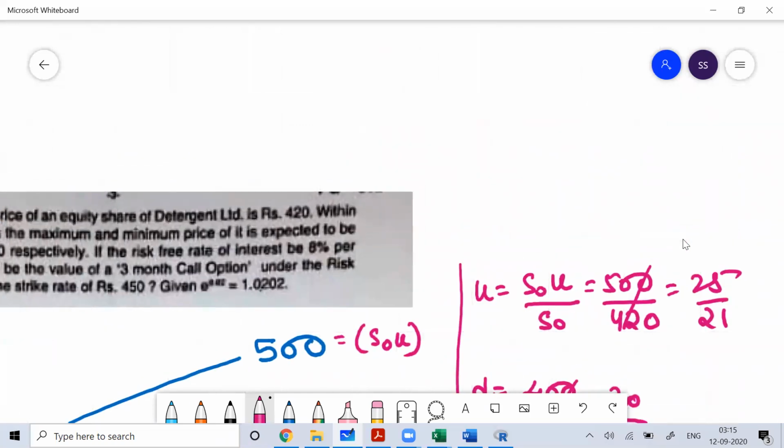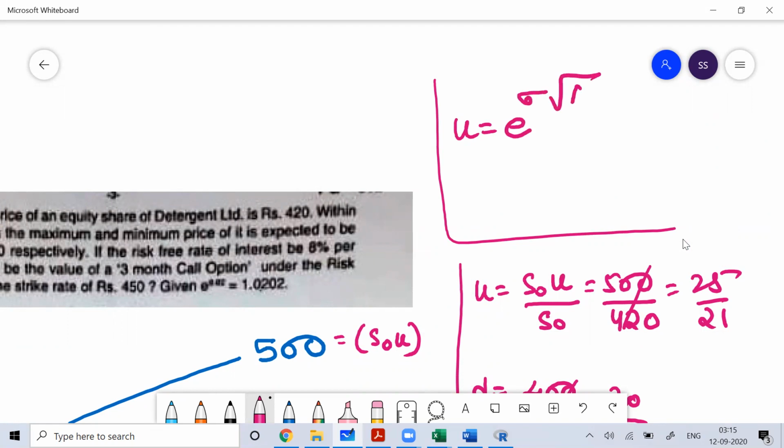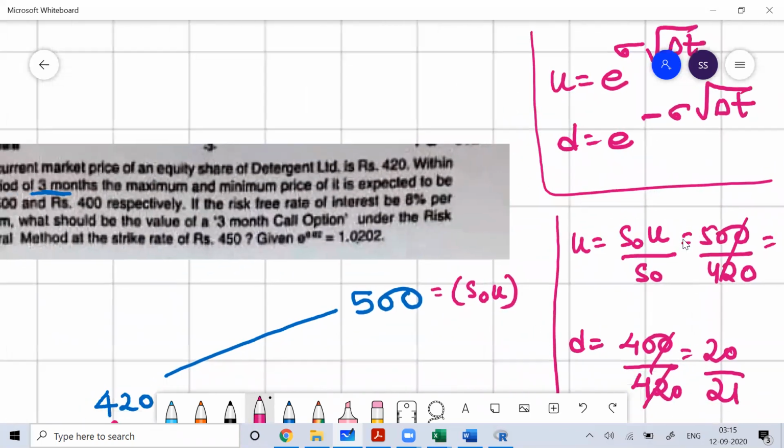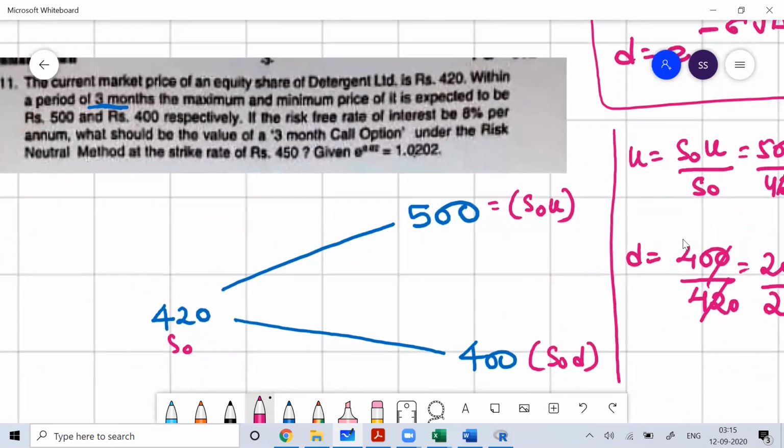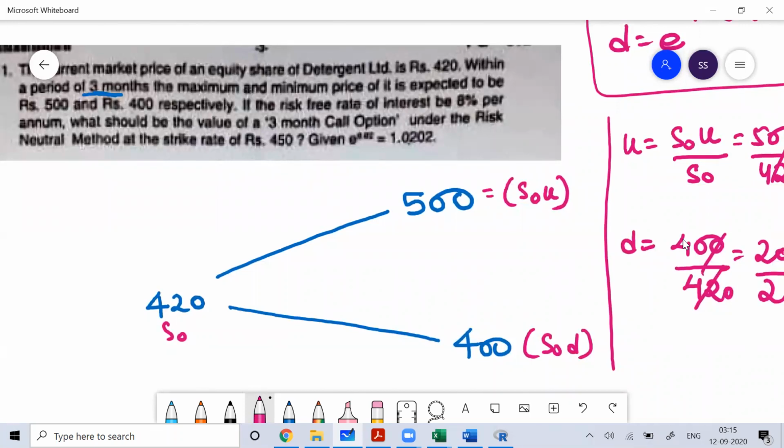If I don't give all this, if I give a plain paper, you can calculate U equal to e to the power sigma root of delta T, and D is equal to e to the power minus sigma root of delta T. But City won't ask such a difficult part, so you can do it very simply.